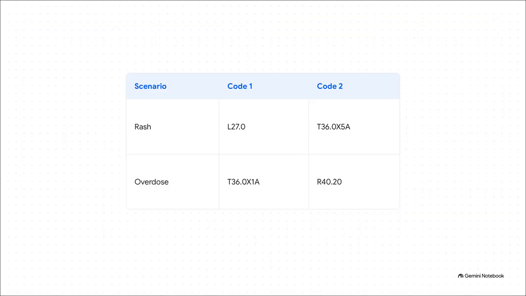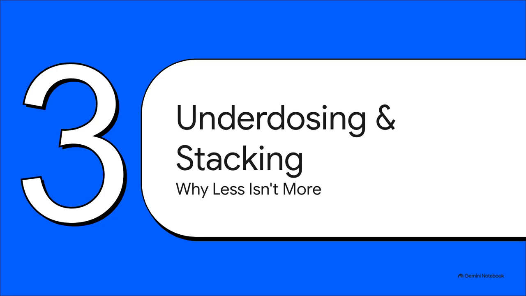Let's actually see this in action. If a patient takes their amoxicillin exactly as prescribed, but they break out in a rash, we code the manifestation, so L27.0 for the drug rash, in slot 1. Then, T36.0X5A goes into slot 2 to show the adverse effect of the penicillin. However, if that patient accidentally overdoses, well, that's improper use. So the poisoning code, T36.0X1A, takes the lead on the claim in slot 1, and the resulting coma, R40.20, gets pushed to slot 2. All right, Section 3.